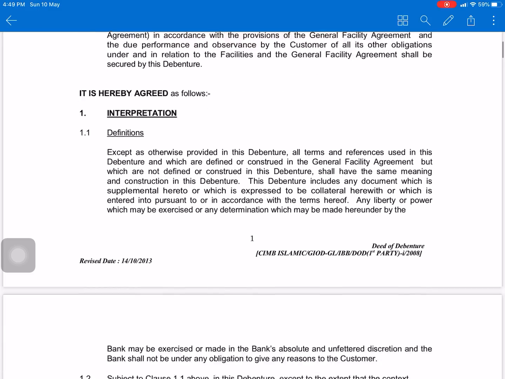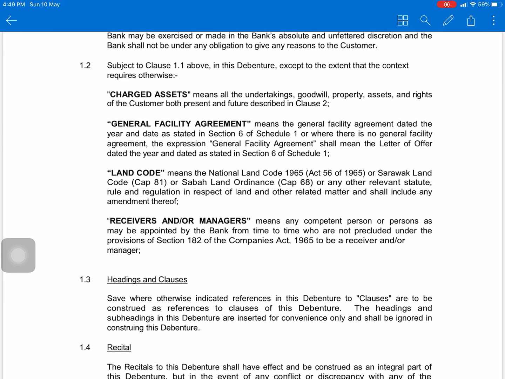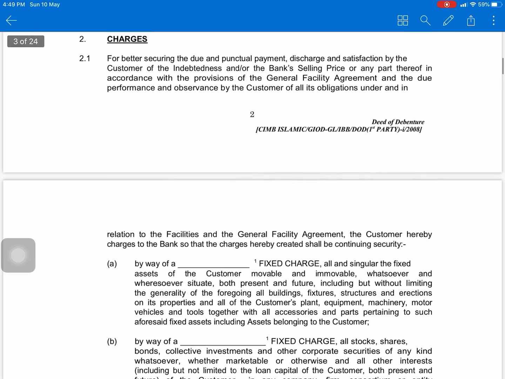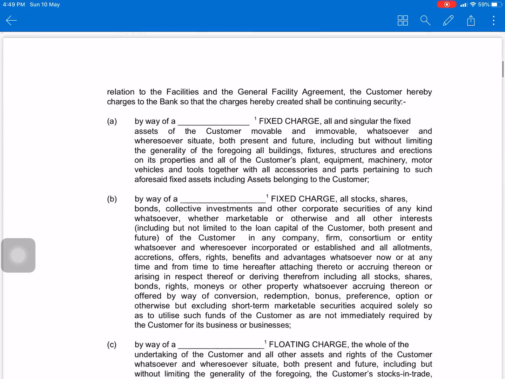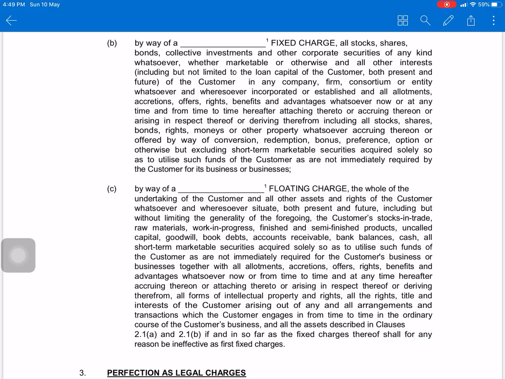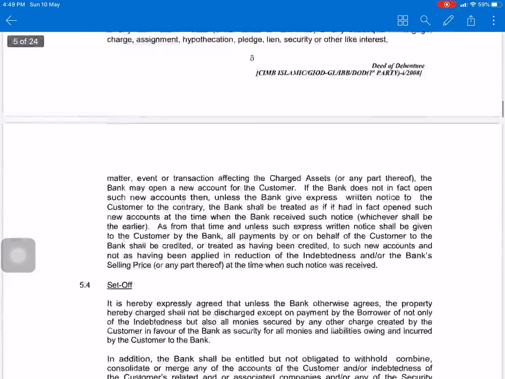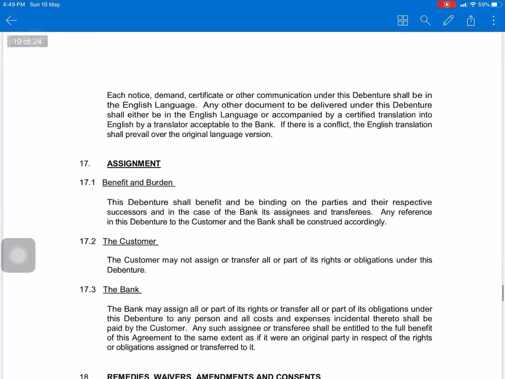Okay. It is a facility given. They also define what is charged, what is a receiver, and the general facility. They also talk about charges, either a fixed charge or a floating charge, so you can delete whichever is not needed. Now we just continue further.